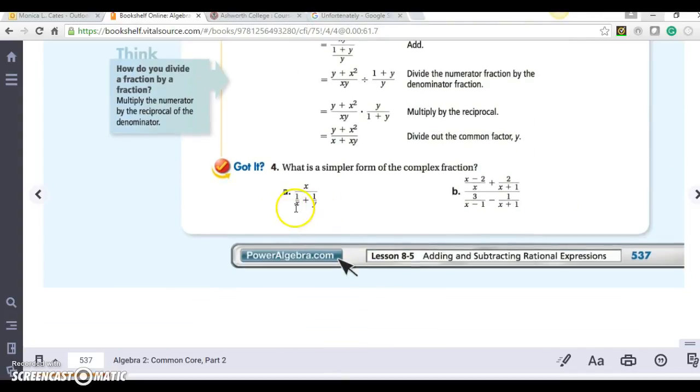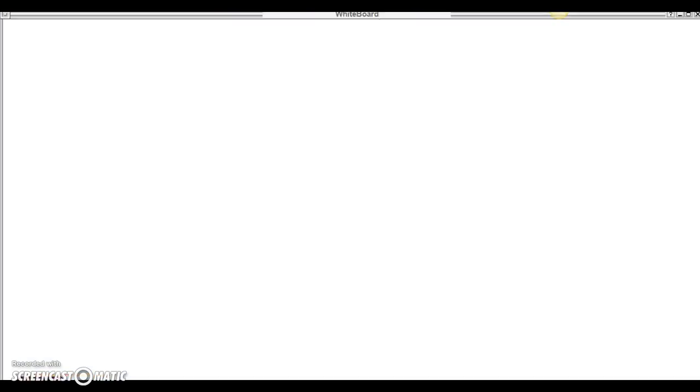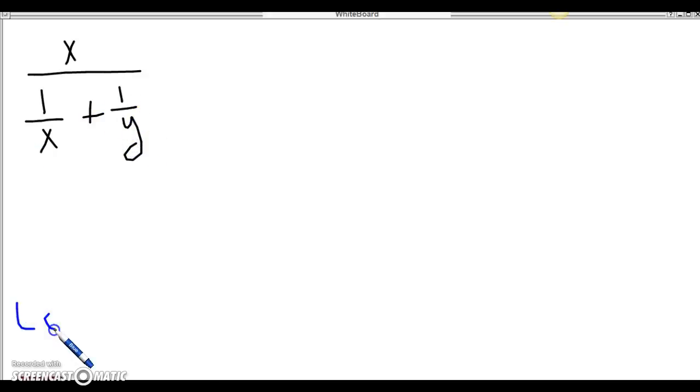So I have x over 1 over x plus 1 over y. Again, my LCD is going to be xy, because I can't do anything to my numerator anyway, and my denominator is the only one that I can simplify. So I multiply the bottom times y and the top times y, and this bottom times x and this top times x.